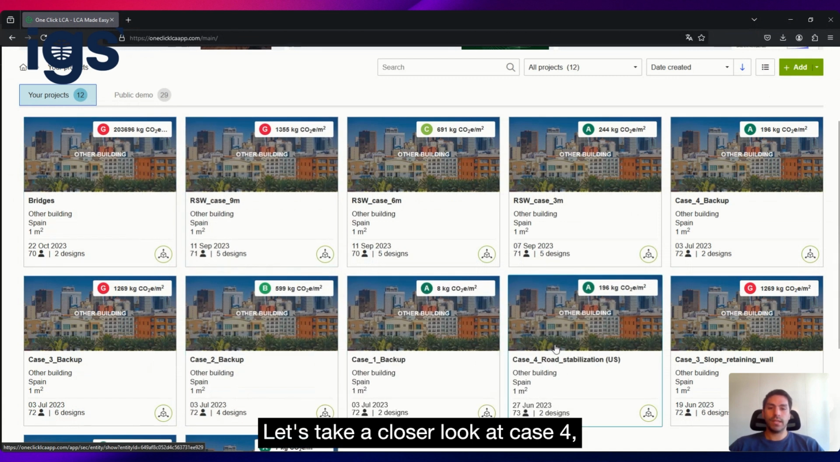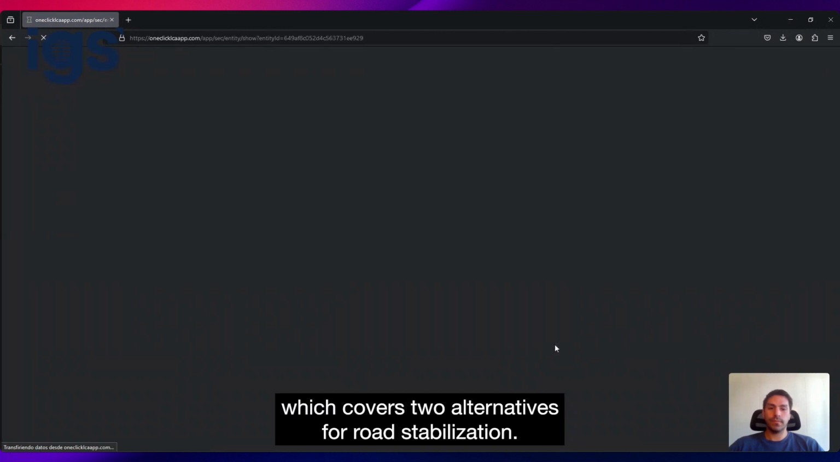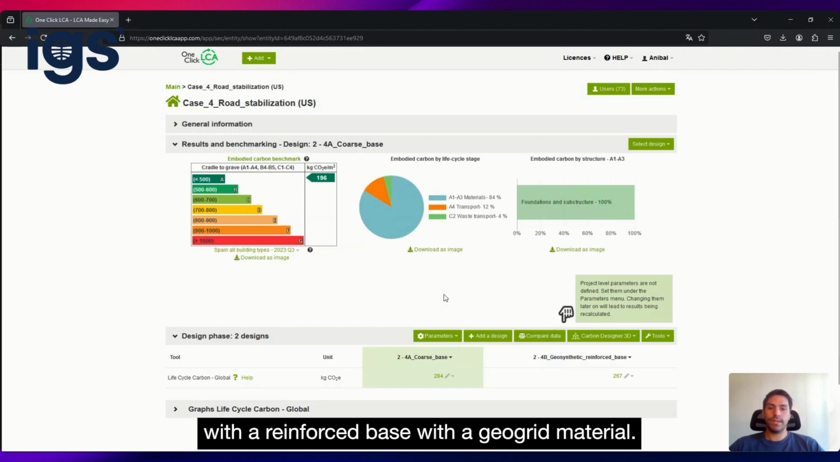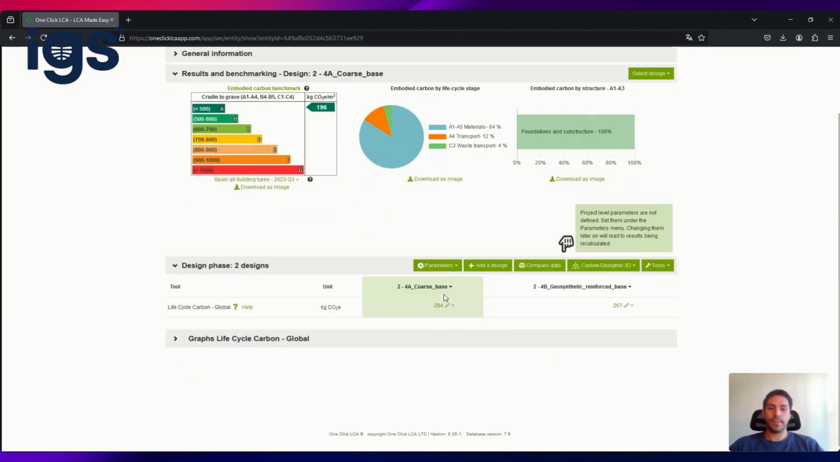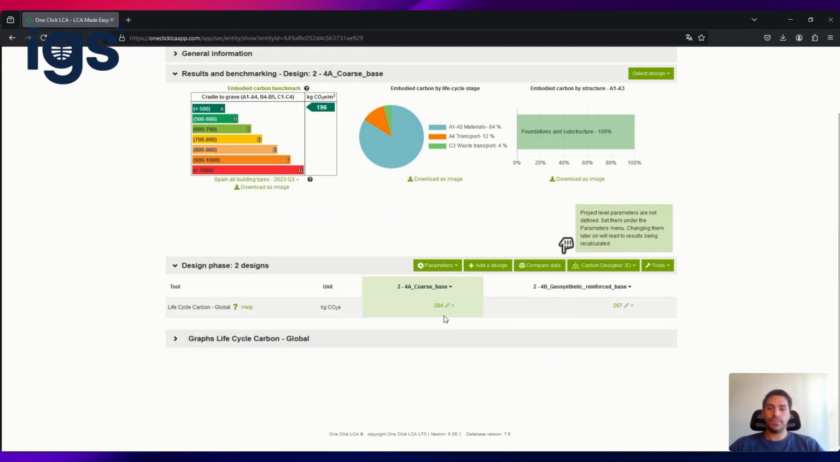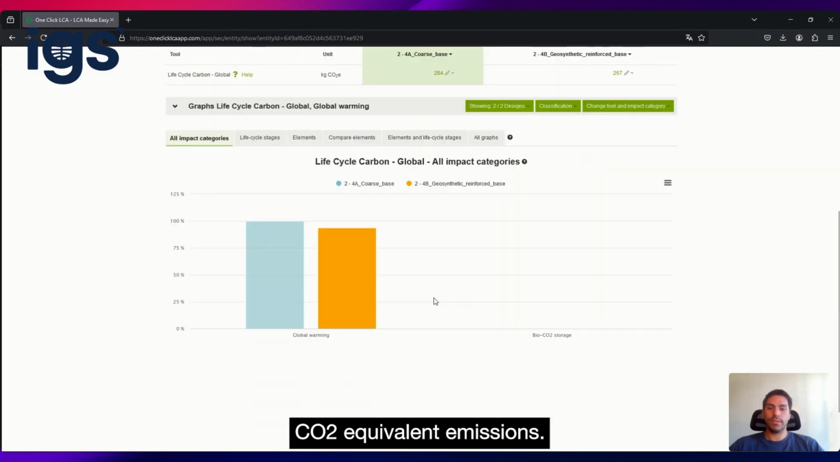Let's take a closer look at Case 4, which covered two alternatives for road stabilization. In this case, a coarse-based stabilization is compared with a reinforced base with a geogrid material. Here we can see the two alternatives and access the project details, including the calculated results, measured in CO2 equivalent emissions.